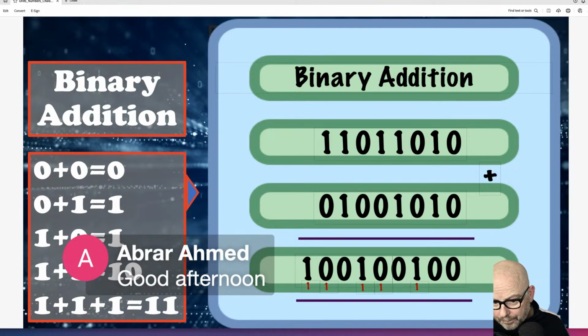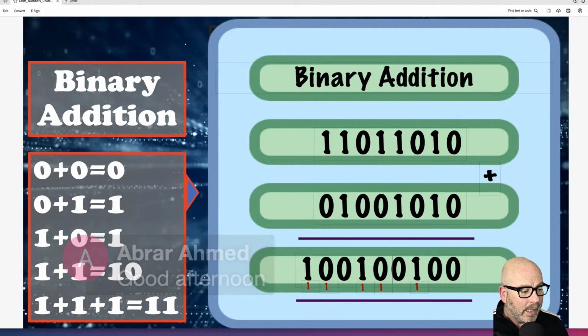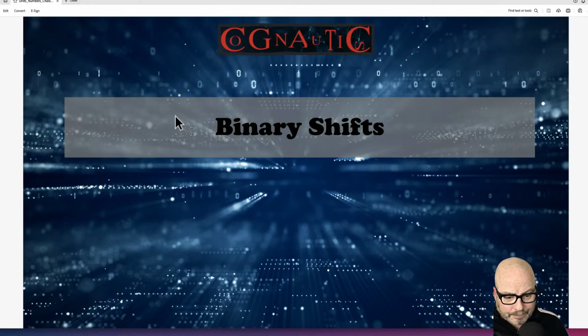What a good fellow. So this is the binary addition. This is how you do that. It's easy peasy. I'll make this available to you so you can use it, but I imagine that most of you are pretty happy with that. Excellent. Right, next. Binary shifts.